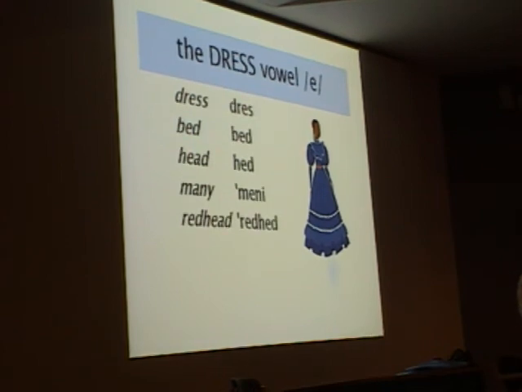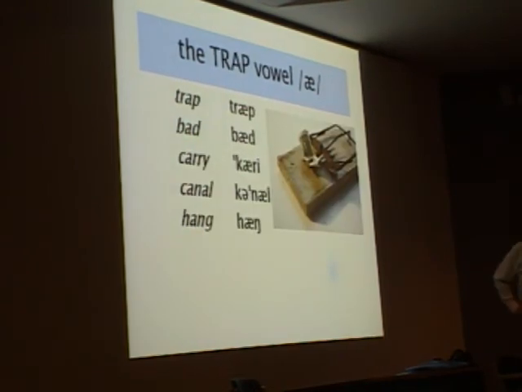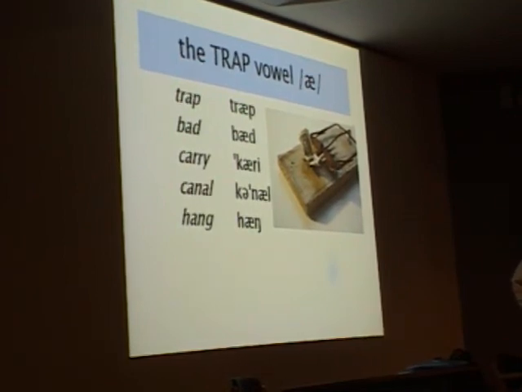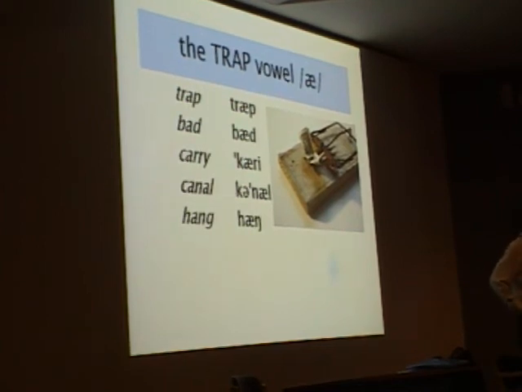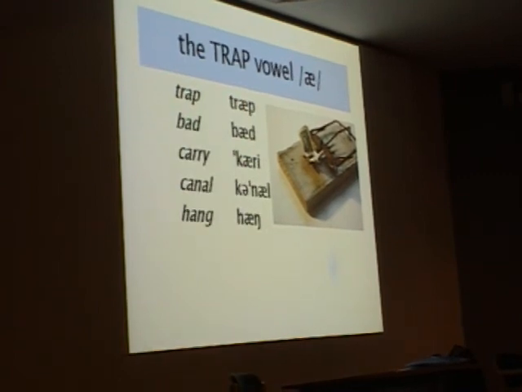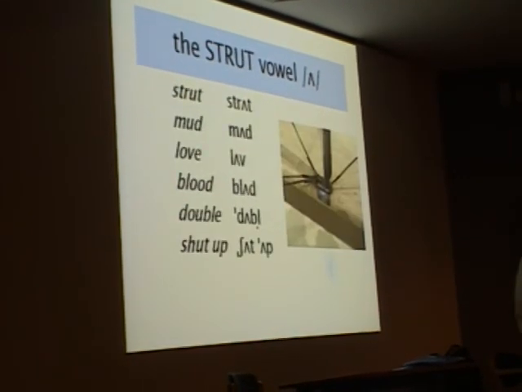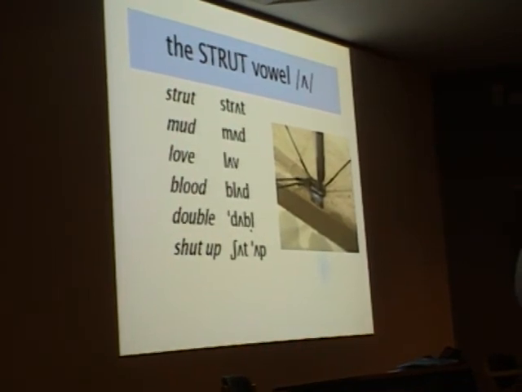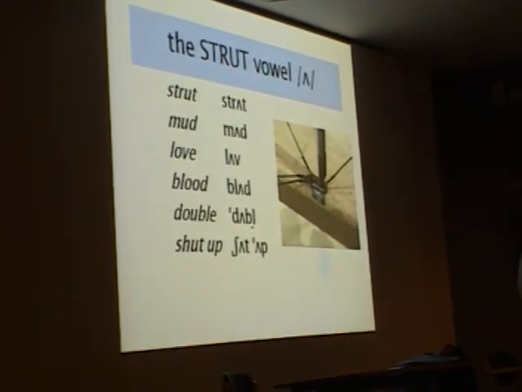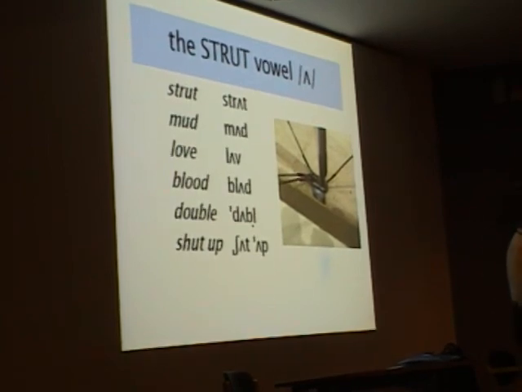So that's E. Next one, as in trap. So we have trap, bad, carry, canal, and tan. And with very few, very obscure exceptions, this vowel is always spelt with the letter A. That's a mouse trap, but for some reason it has a dollar bill in it. This is the strut vowel. Strut, mud, love, double, shut up. And there's a picture of a strut holding something up.